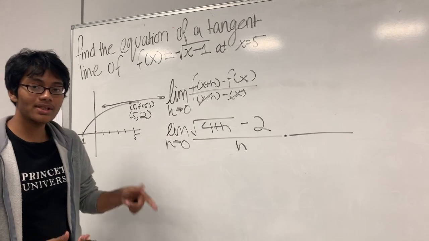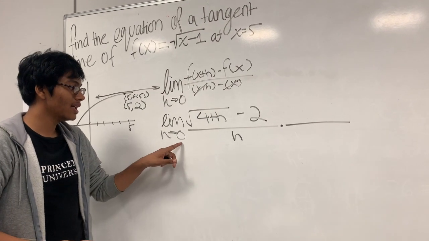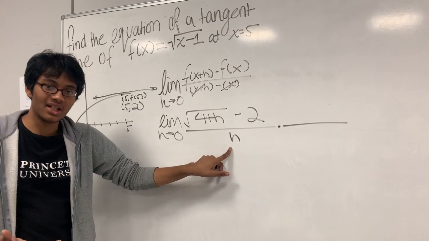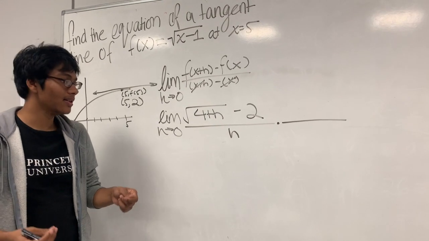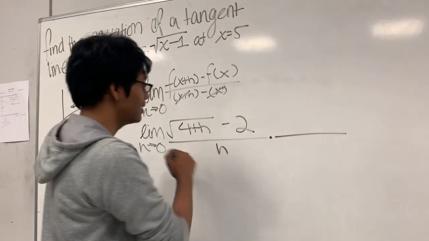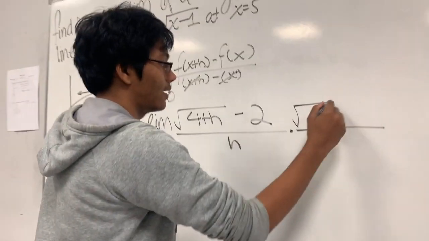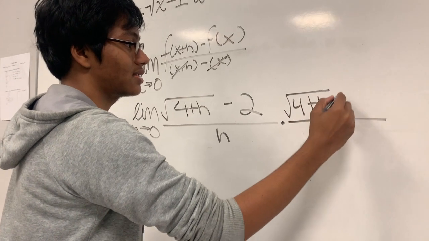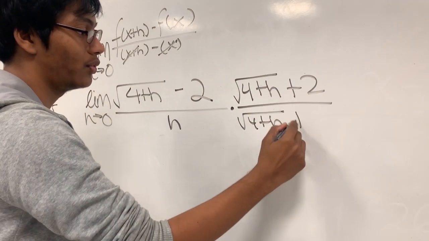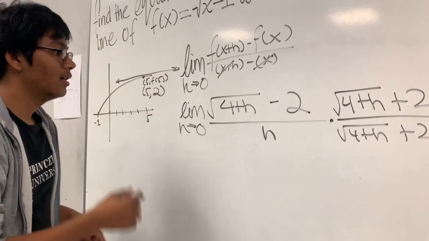The reason why I'm trying to use a conjugate is because if I just directly plug in 0 for h here, it's going to come up undefined, and I don't want that undefined for my limit. So instead, I'm going to multiply this limit by the conjugate. If you don't remember, the conjugate just flips the sign, and the reason why we do that is so that we get a difference of perfect squares.